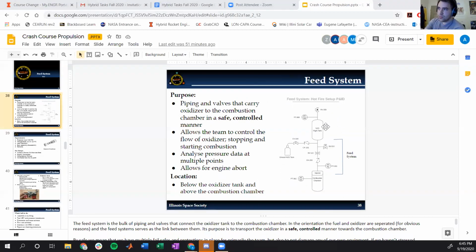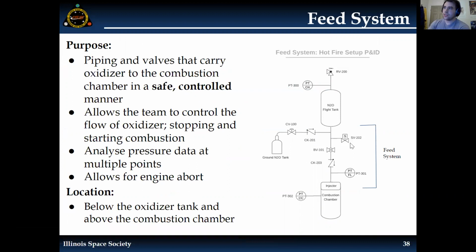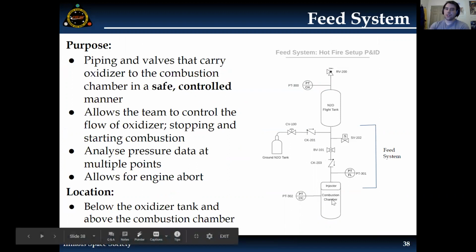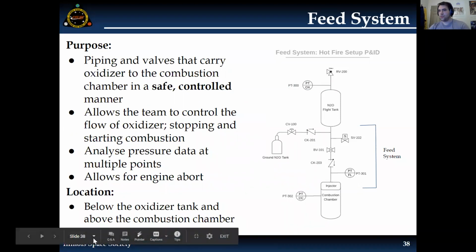It shows all the components of the system. So maybe you can see this a little bit better now. You have your flight oxidizer tank at the top, and then a couple of your valves, like here's that solenoid valve I talked about, the main ball valve, the check valve, and the pressure transducer. At the end of the feed system, it hits the injector, which is also the top of the combustion chamber. And then it injects into the combustion chamber, which is where the fuel grain sits.